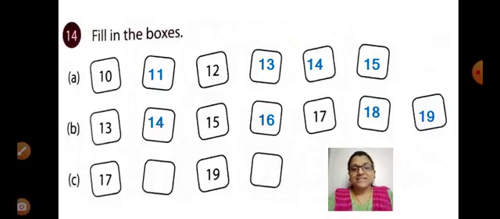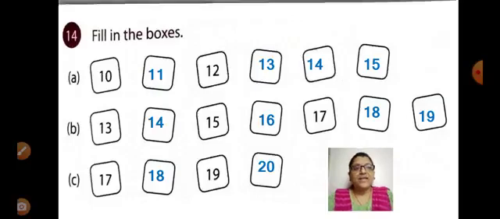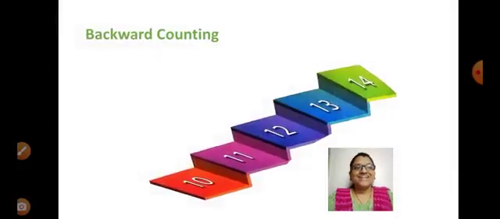Now example C. First number is 17. Which number will come after 17? Yes, 18, 19 and 20. Yes. Now remaining sums you will solve as homework. Let us move to the next question.